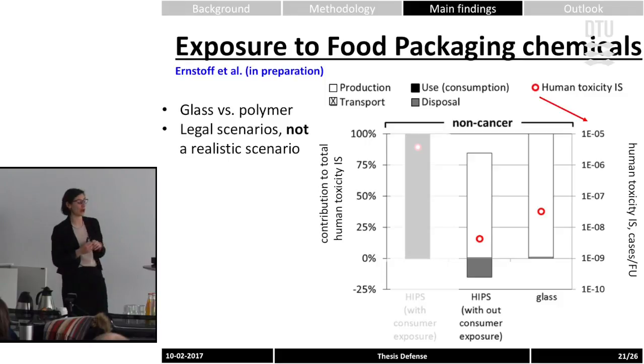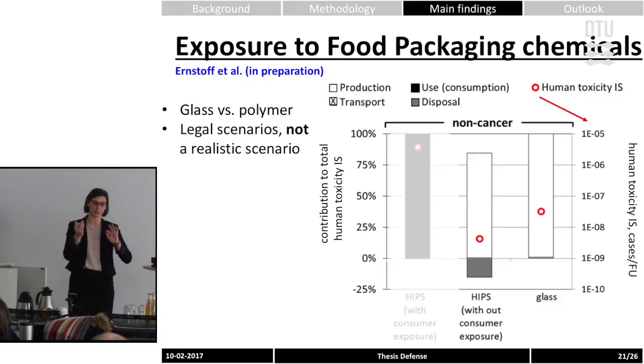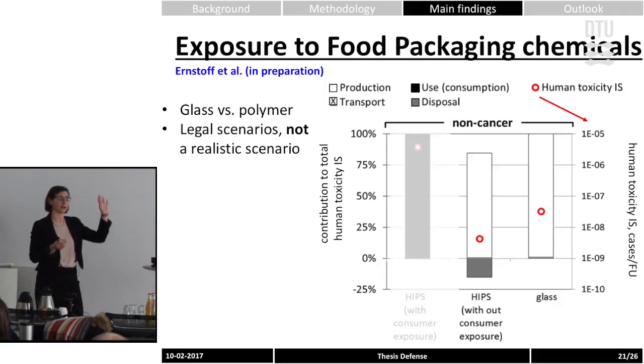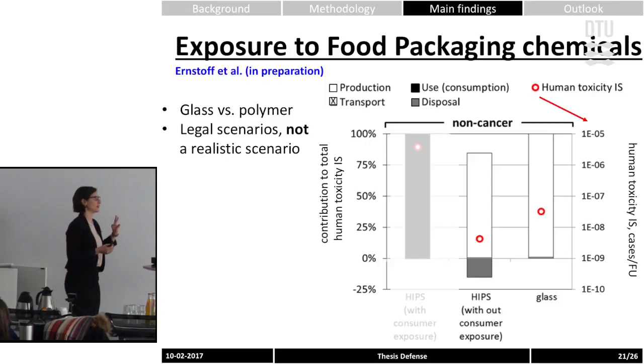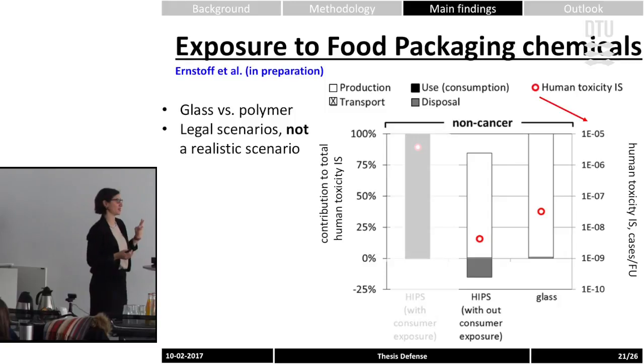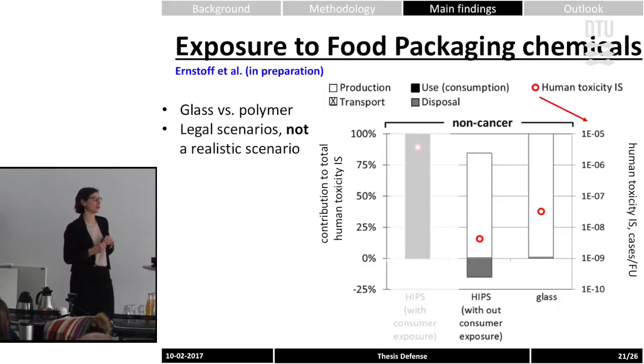And again, the ratio or the contribution of these different bars is on the left-hand side of the y-axis. And in this case, the total human toxicity impact score, measured in disease cases per functional unit, is on the right-hand side, just to show you some magnitude here.